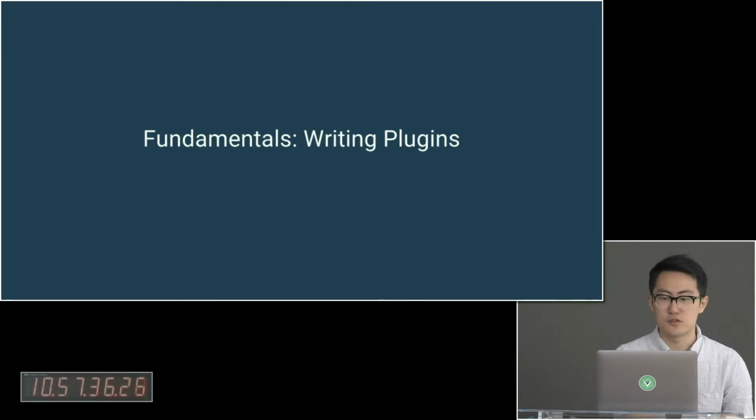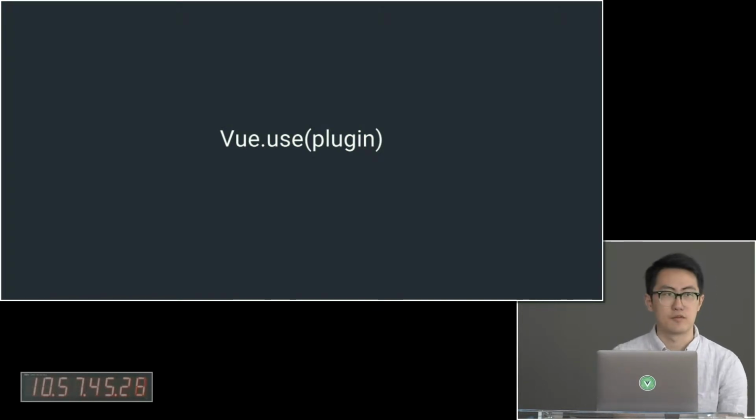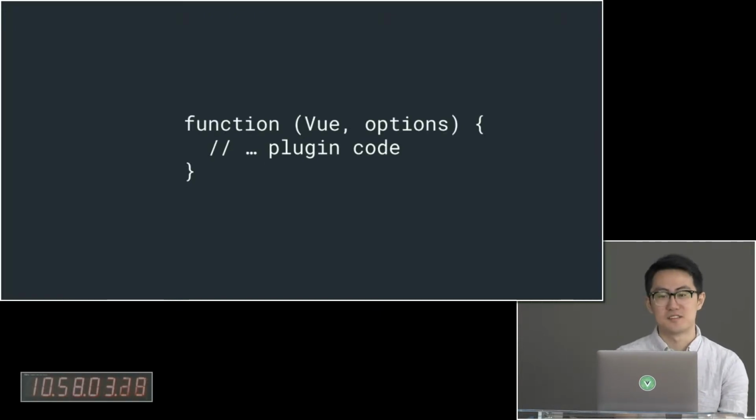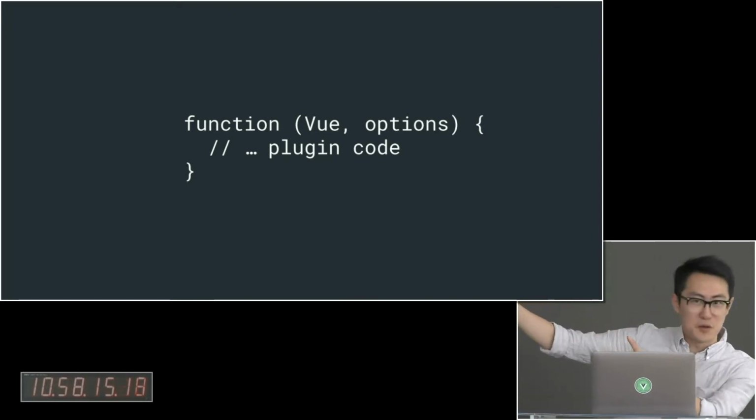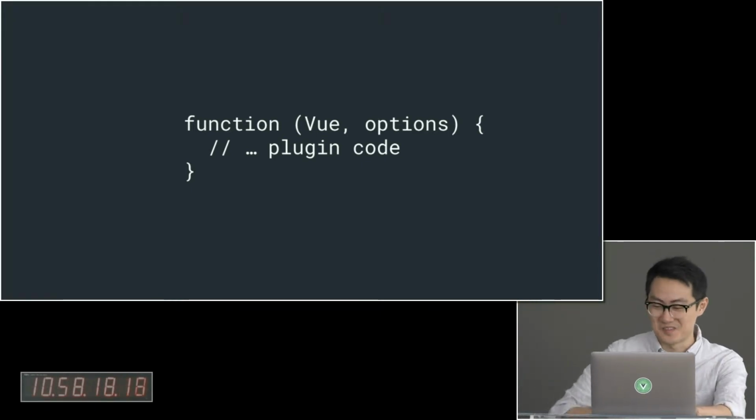And next, we are going to take a little detour into another topic. Let's talk about writing plugins. So you probably used a plugin before with Vue.use. And how many of you have read the page about writing plugins in the docs? No one? Glanced. Okay. So essentially, a plugin is just a function that receives Vue as the first argument, and optionally a second argument, options. And then you do something with Vue inside your plugin. That's the higher level view of it.